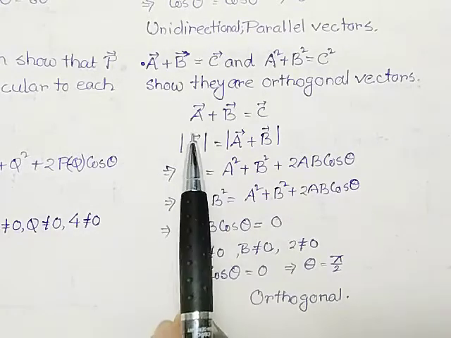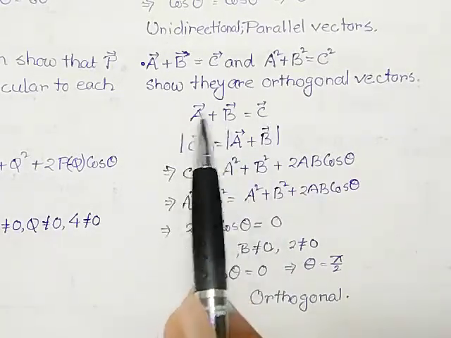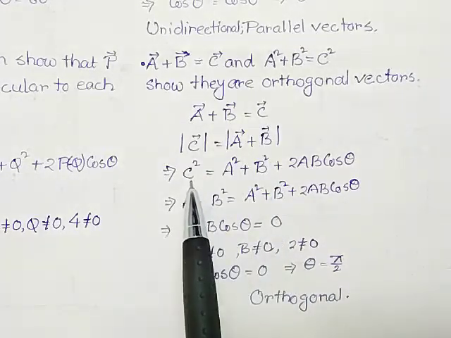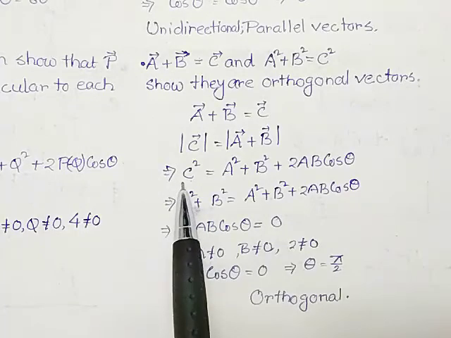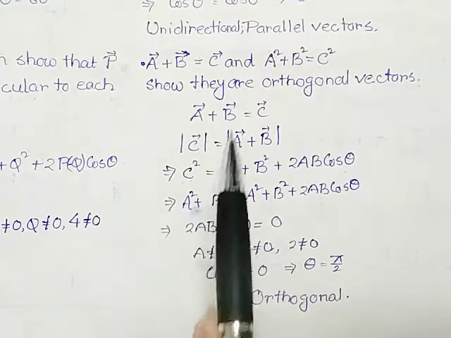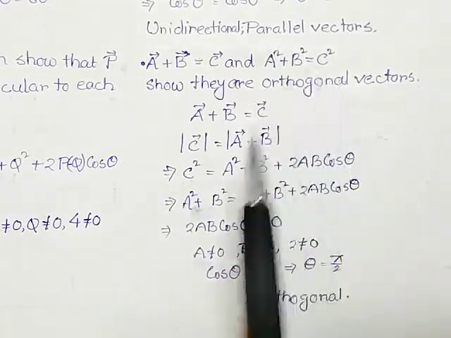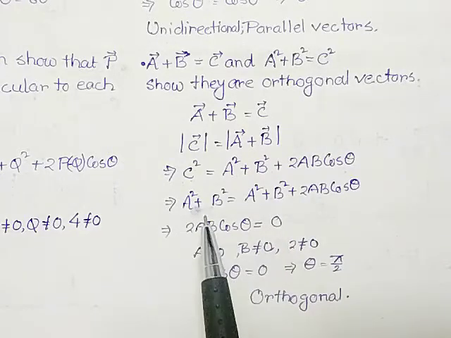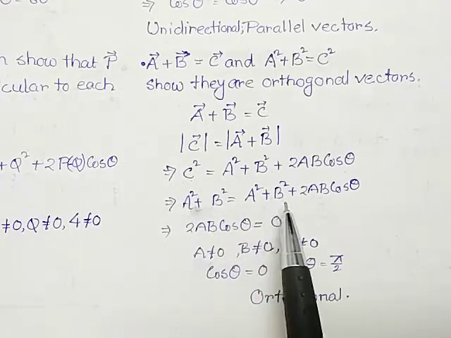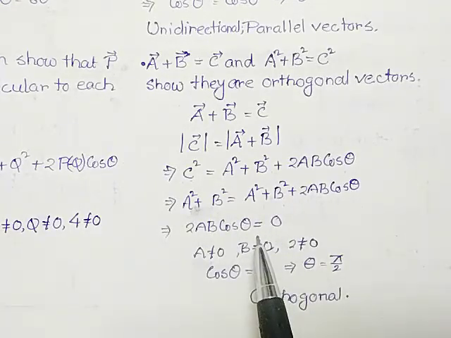So a vector plus b vector equal to c vector. The resultant of a vector and b vector is c vector, so you can apply the resultant law, that is c square equal to a square plus b square plus 2ab cos theta. But c square equal to a square plus b square, that is given in the question. If we replace it here, then a square will cancel with this a square, b square will cancel with this b square. So it will be 2ab cos theta equal to 0.